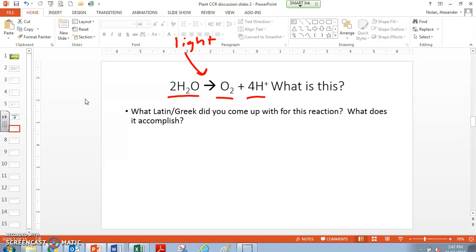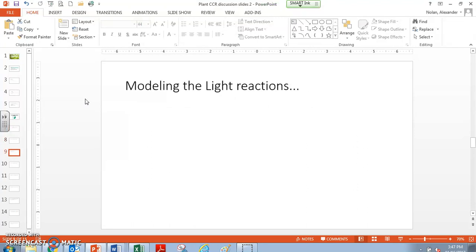So we're going to model this reaction in our chloroplasts. The light reaction happens on a part of the chloroplast called the thylakoids. The thylakoids are a stack of green pancake-shaped structures that are inside the chloroplast, inside this organelle. And so this reaction is occurring on the thylakoids.